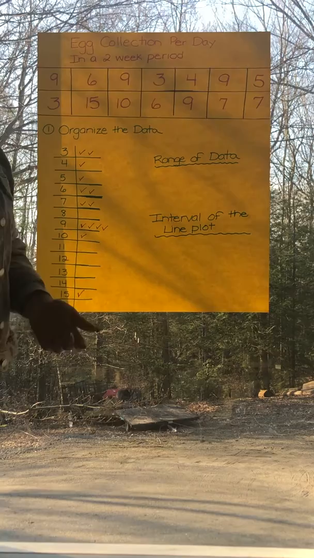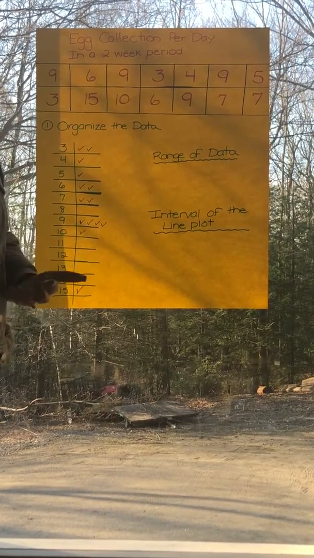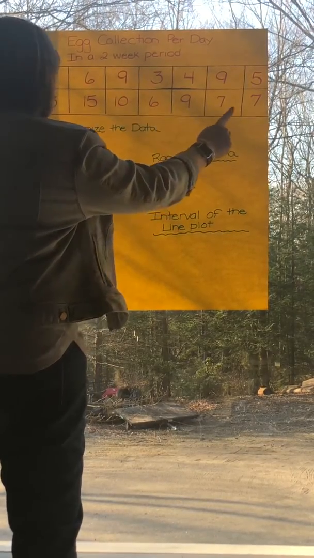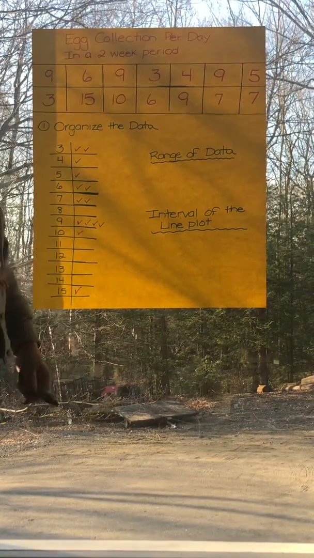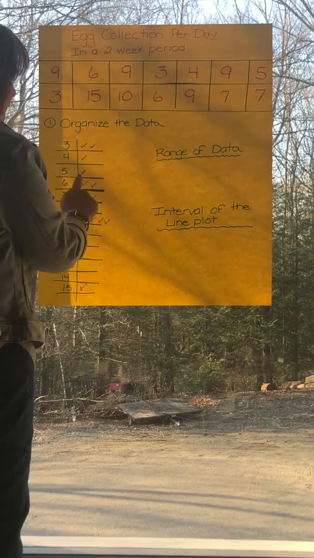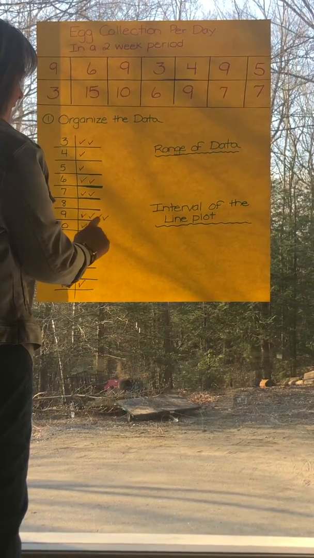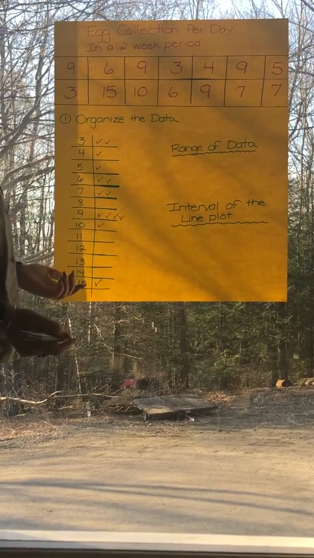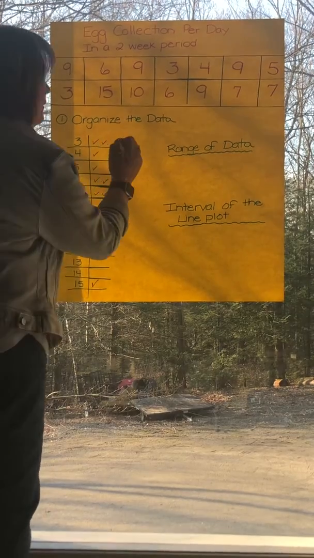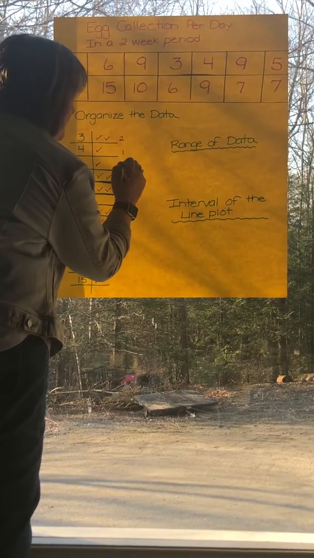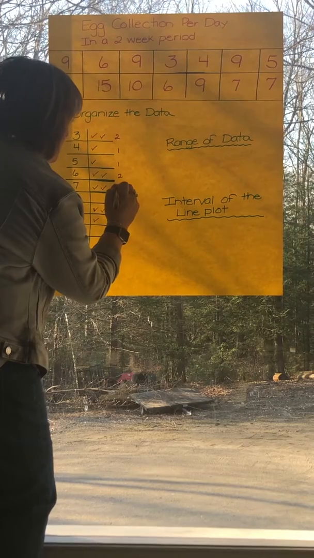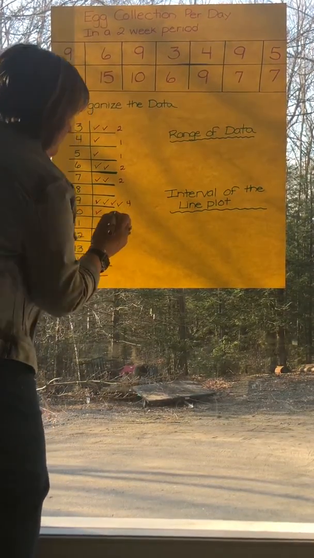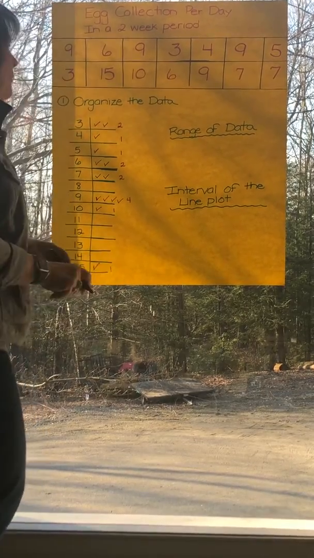So now, in order to make sure that I have all my pieces of data and I didn't forget any, I know that in 2 weeks, there's 14 days, so I should have 14 check marks. 1, 2, 3, 4, 5, 6, 7, 8, 9, 10, 11, 12, 13, 14. So I have the correct number of check marks, and I'm also going to write, just so I can get a visual here, how many there are in each day, because that is what my line plot is actually going to show.